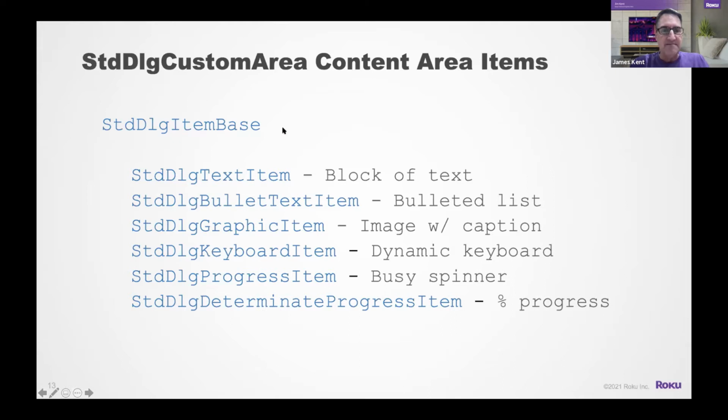The ones that are available are the text item, which is a block of text. If you want 2 paragraphs of text, you should use 2 text items, and we'll automatically leave space between the 2. There's a bullet text item, which is a list. There's a graphic item, which lets you show a bitmap with a caption, and there's some flexibility about where the caption appears relative to the image. There's a keyboard item, which lets you show either the full alphanumeric keyboard or the pin pad. There's a progress item, which is just the infinite spinner, and the determinate progress item, which lets you show percentage completion of some operation.